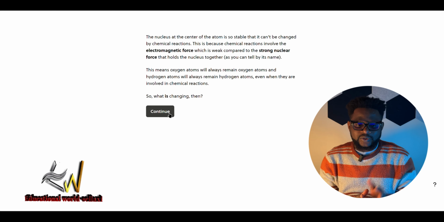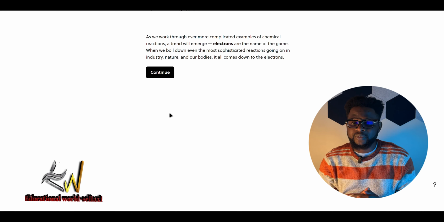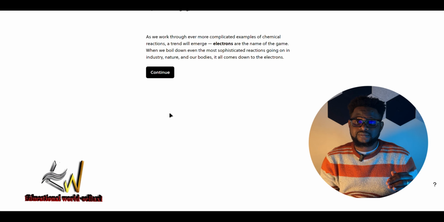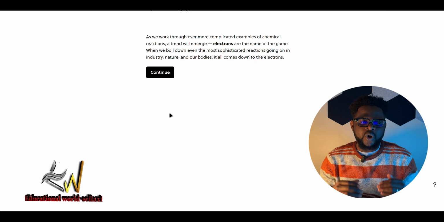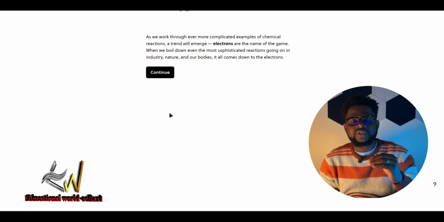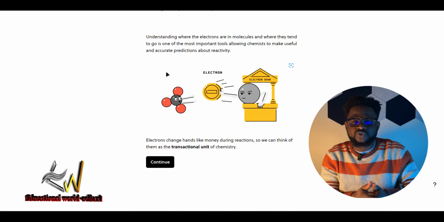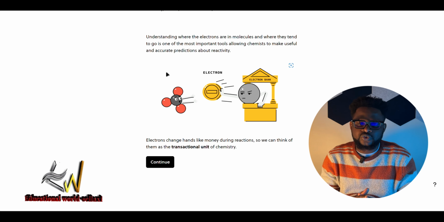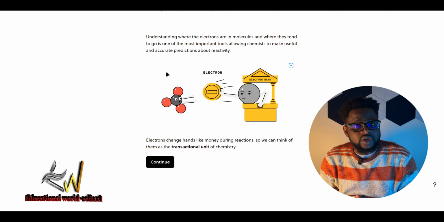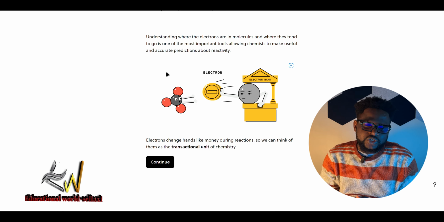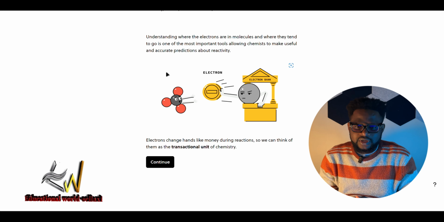Let's continue. As we walk through ever more complicated examples of chemical reactions, a trend will emerge. Electrons. Electrons are the end game. When we boil down even the most sophisticated reaction going on in industry, nature, and our bodies, it comes down to electrons. Understanding where the electrons are in molecules and where they tend to go is one of the most important tools that allow chemists to make useful and accurate predictions about reactivity. So a chemical reaction is the game of electrons. Electrons change hands. Interesting, right?